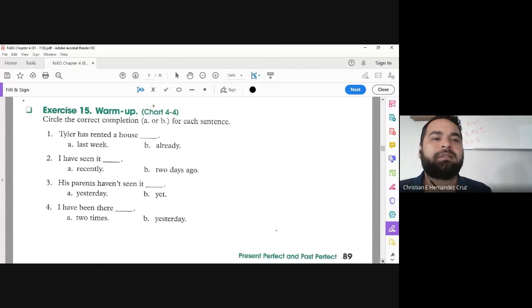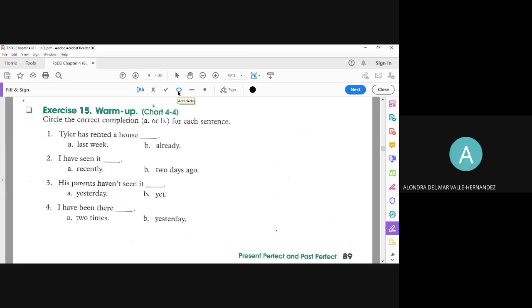Okay, 15. Fantastic. So this is more context than anything else. Keeping in mind the structure and the purpose of the present perfect tense, we can circle the correct completion for each sentence. And I'm going to give you the first one. Tyler has rented a house. Has Tyler rented a house last week, or has Tyler rented a house already? Which of these two makes more sense?